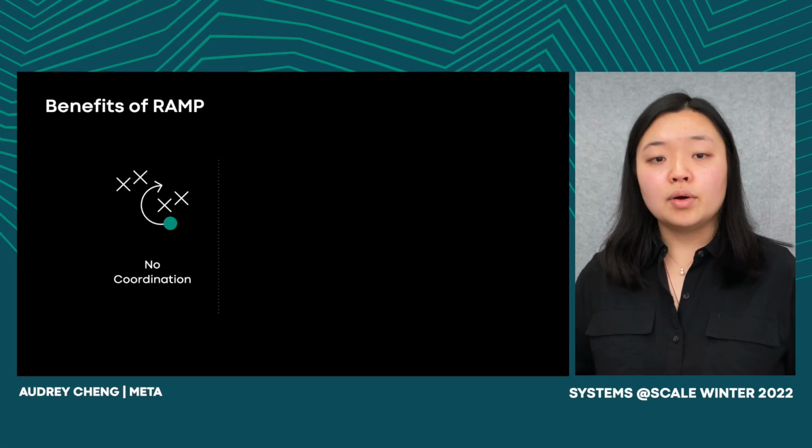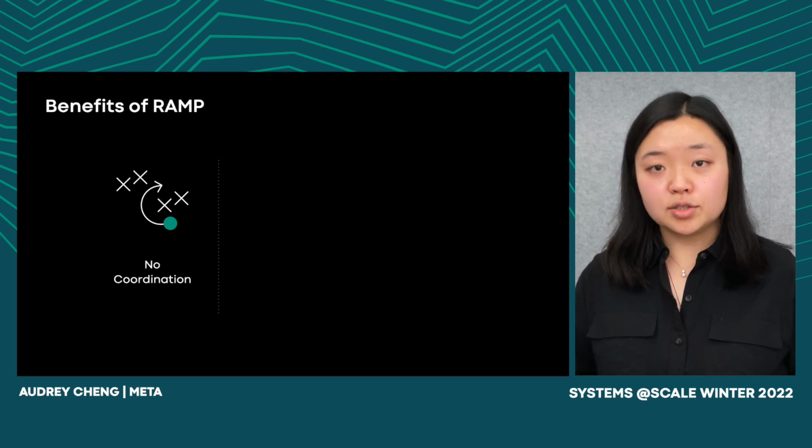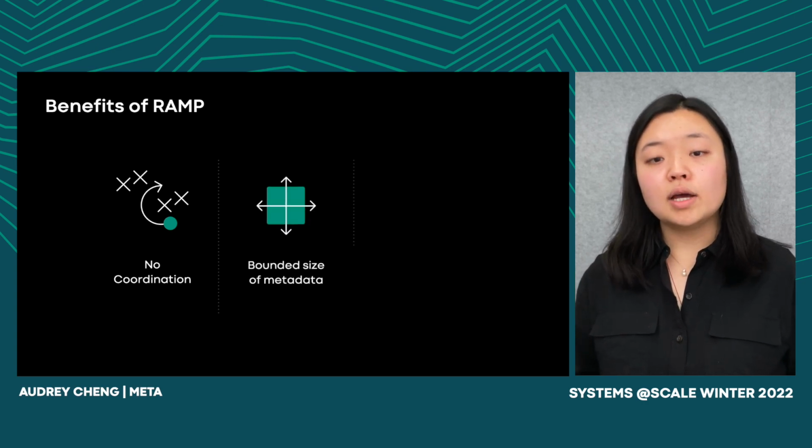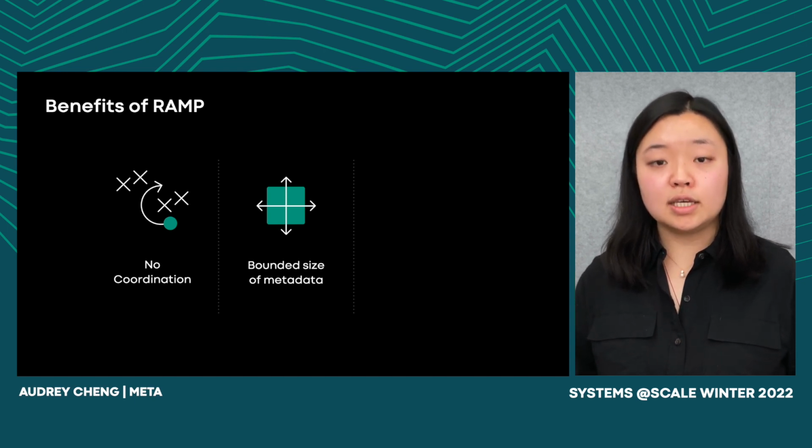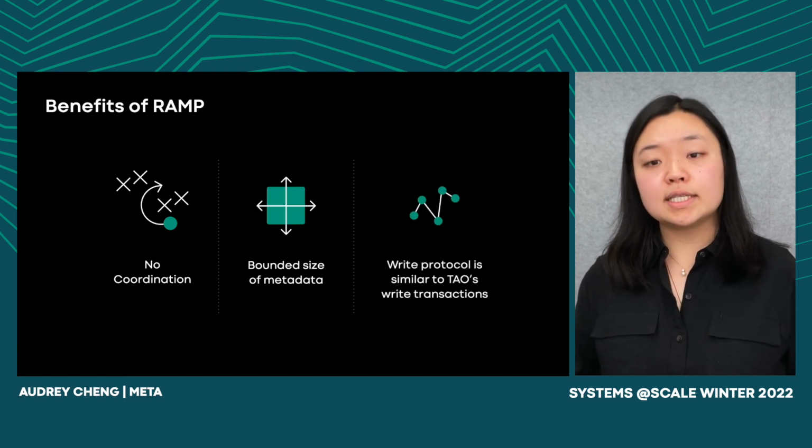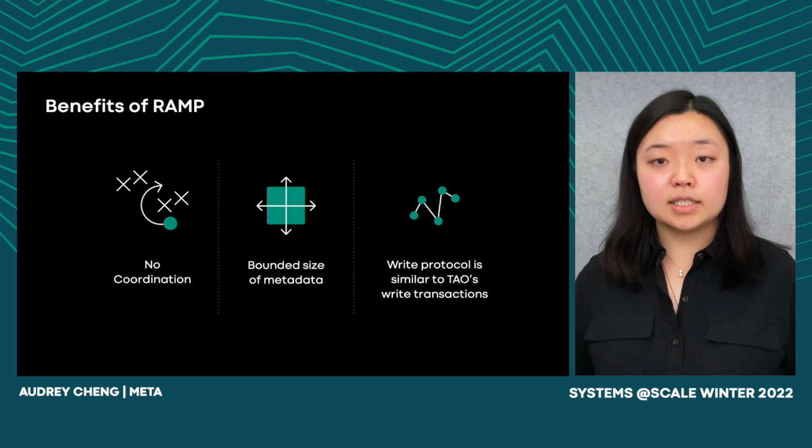First of all, RAMP reads don't require coordination and are non-blocking, so they would have minimal impact on non-transactional workloads. Also, the size of the metadata required is bounded to the most recent write set of each key being read. And finally, RAMP's write protocol is very similar to TAO's write transactions, so there would be minimal changes required for writes.